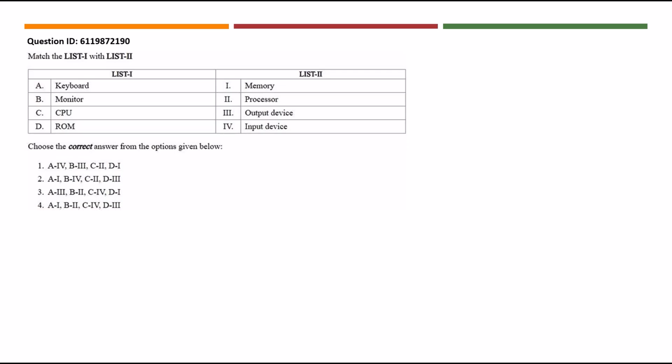List 1 has the peripherals and list 2 has to which part they belong to. Keyboard will be input device. Monitor will be output device. A4, B3, CPU will be the processor. C2, ROM will be the memory. D1. A4, B3, C2, D1 is available in option number 1. Option 1 will be the right answer.